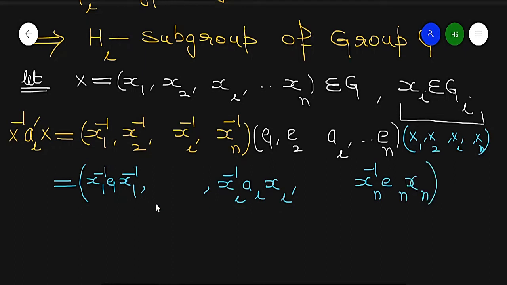So since it is identity, it acts as a product of x1 inverse into e1 into x1, so it will become the identity e1. Similarly at the ith place it is xi inverse ai into xi and so on. This is again the identity, which is en. So we get these values.